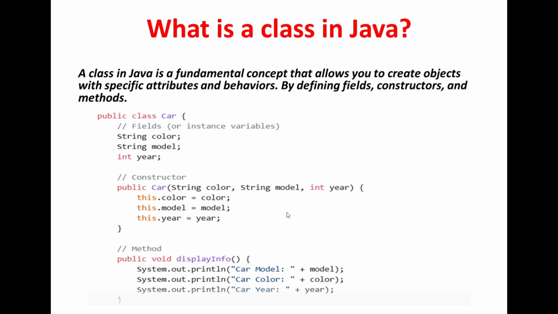Here we have an example, a class called Car, and we have a constructor which is initialized with a color, a model, and a year. And here we have a method that is going to print the car model, the color, and the year.